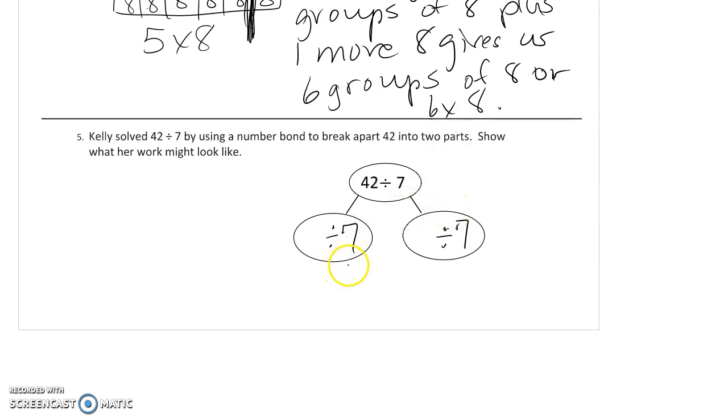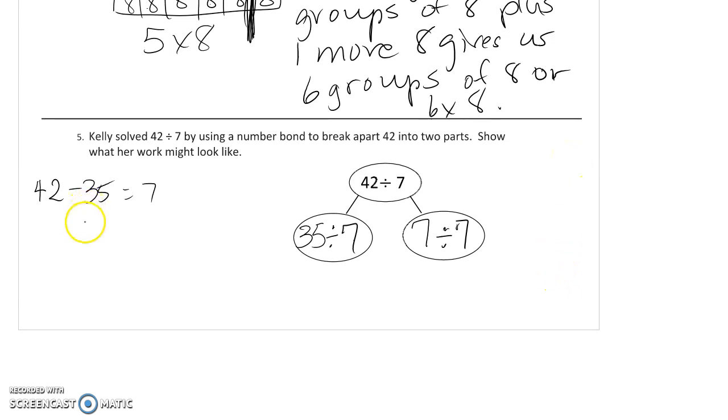So now the way I'm going to think about this is 7 times 5 is what? I want to get a 5 fact to get me started. Well, 7 times 5 is 35. So that's going to be this one because that's going to end up being 5. Now, this part is the remaining piece of what's left over. 42 minus 35 is what? 7, right? So this has to be 7 divided by 7.